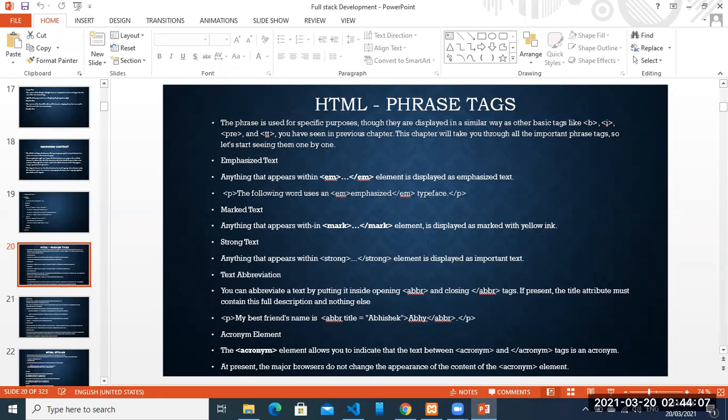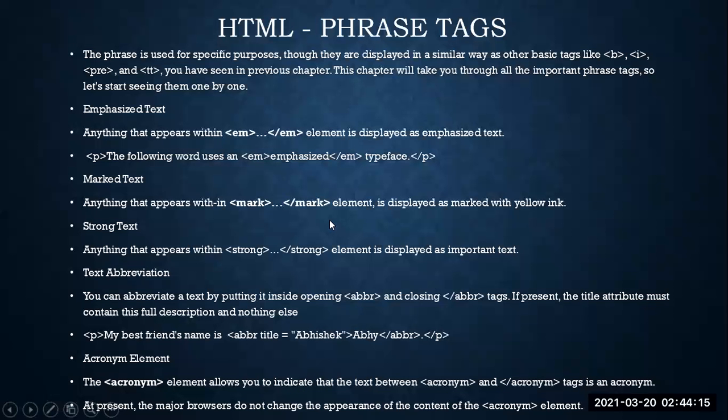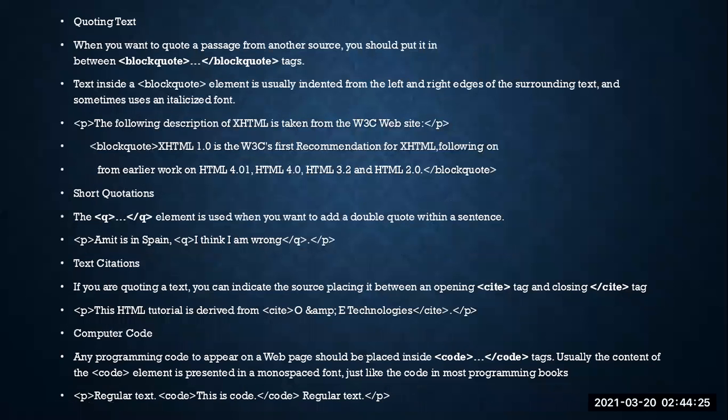So then we have the acronym element that allows you to indicate the text between acronyms. So of course we know how acronym works. Just like you are showing to user that this is an abbreviation of a particular text. So you can use acronym tags to indicate that on your web page.